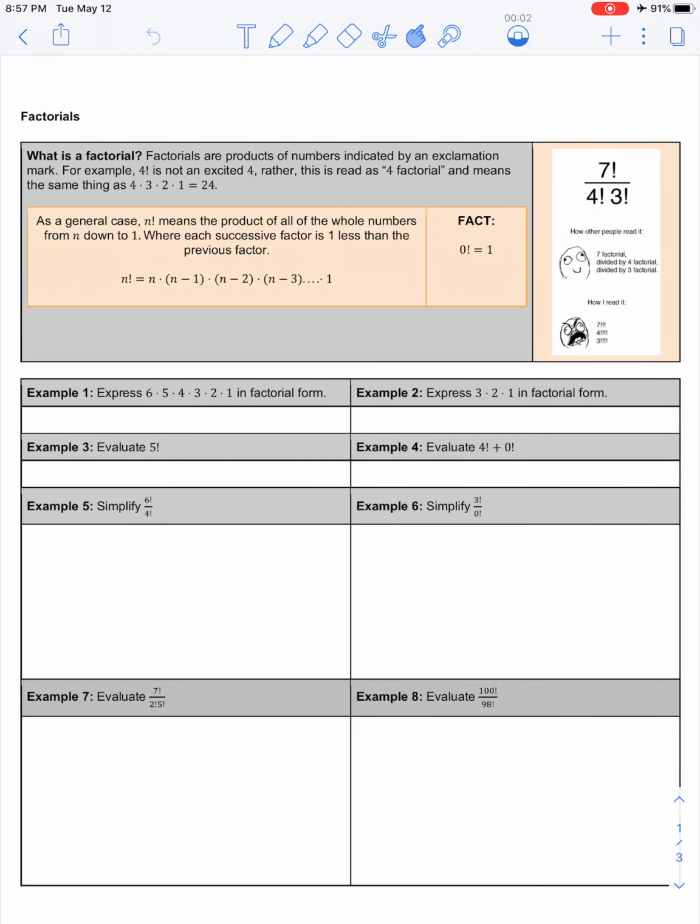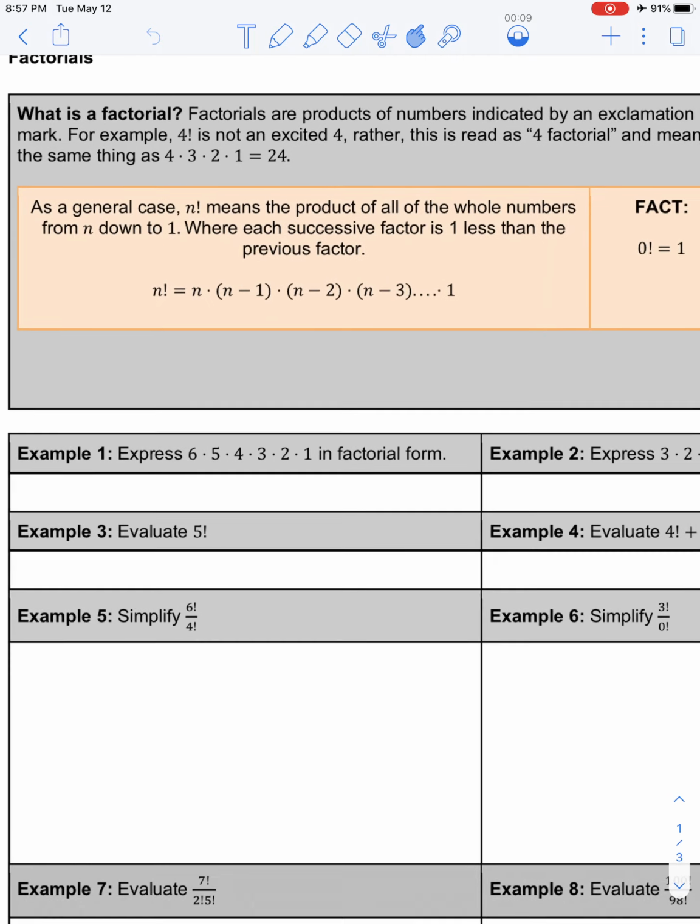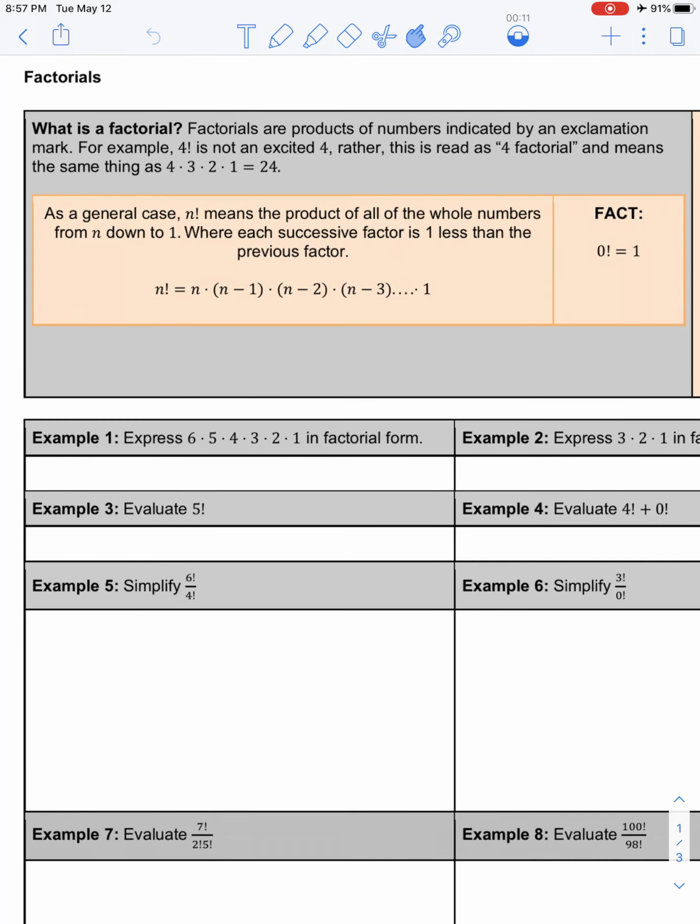So this lesson looks at a new idea called a factorial. Let's go ahead and look at this definition. It's a new operation, but it has some funky notation. Factorials are just products of numbers, but this operation is indicated by an exclamation mark.